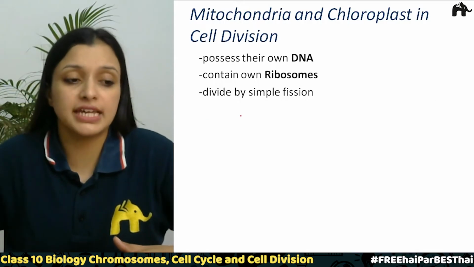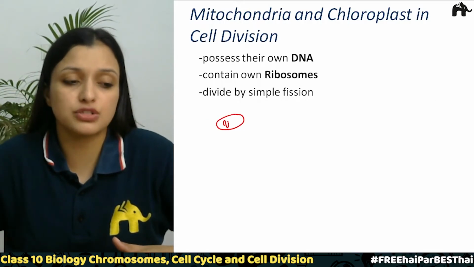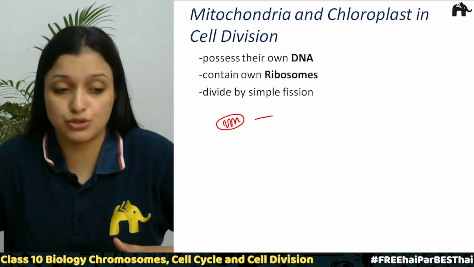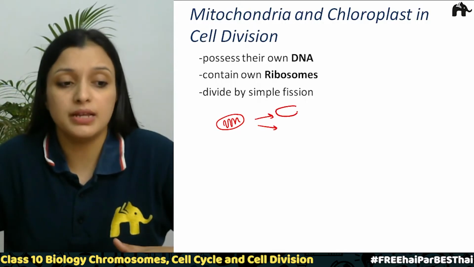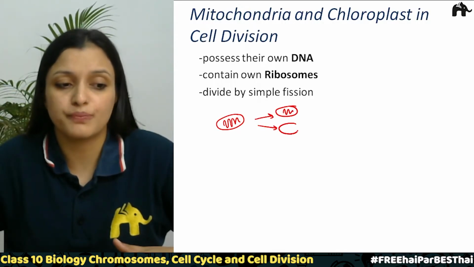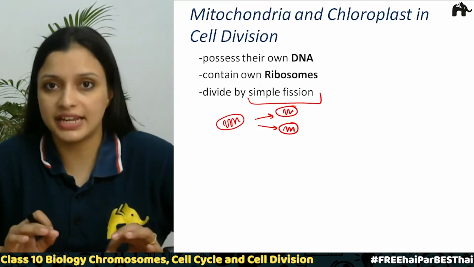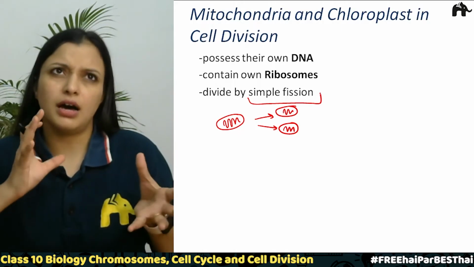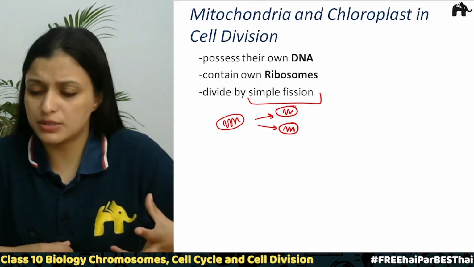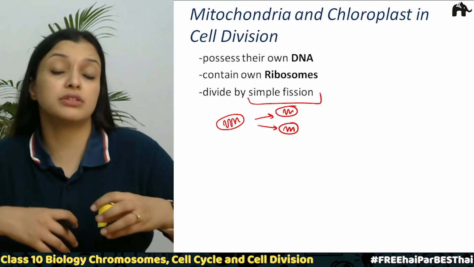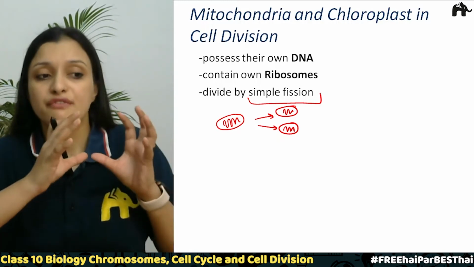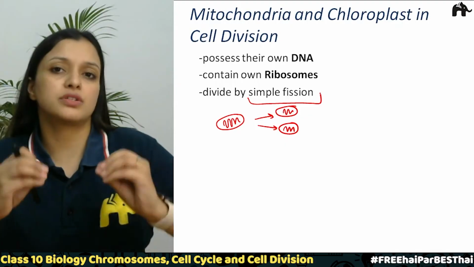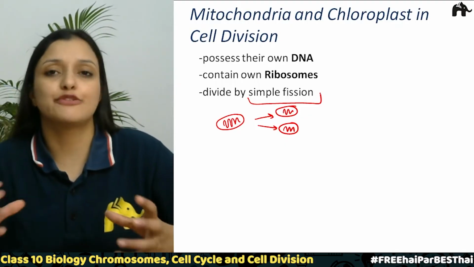If we take an example of mitochondria, say this is the parent mitochondria, it will split into two by simple fission. Correct? So I hope this is clear. Also there are some cytoplasmic ribosomes, and there are certain genes which guide these mitochondria and chloroplast for division.